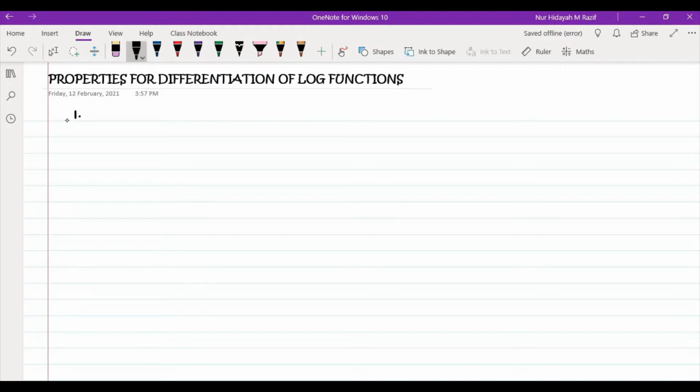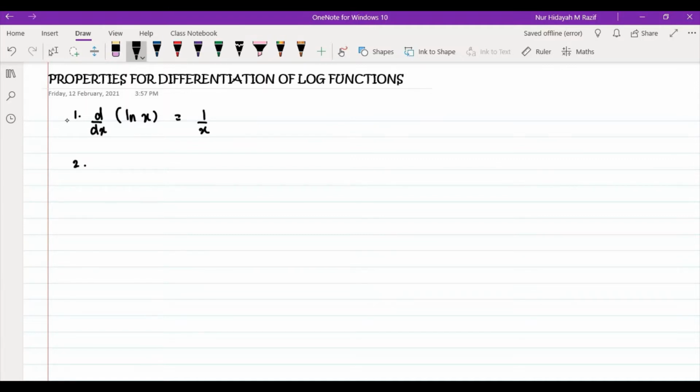For the first one, if you differentiate ln of x with respect to x, then what we are going to get is 1 over x. This is what I've shown in the previous video. And for any functions involving log, we are going to use the same method, the same concept.